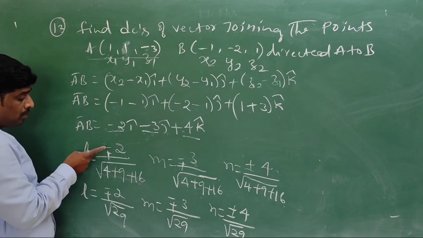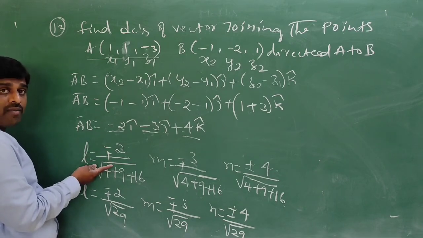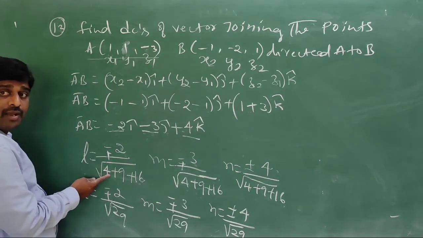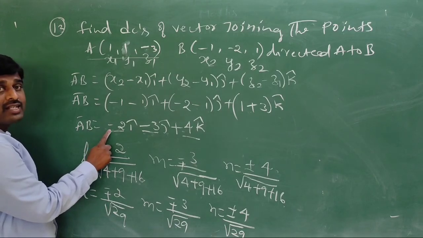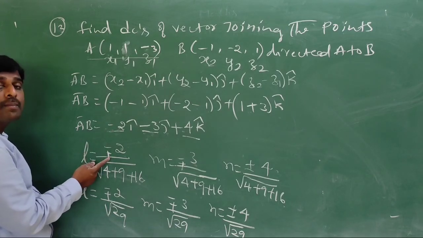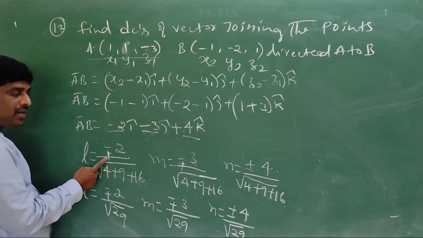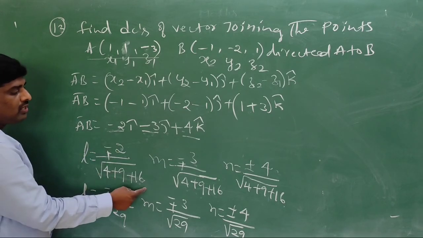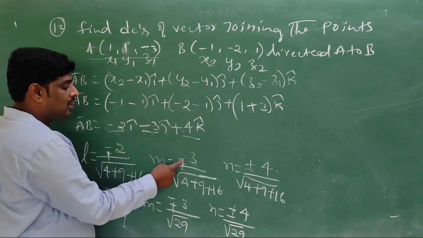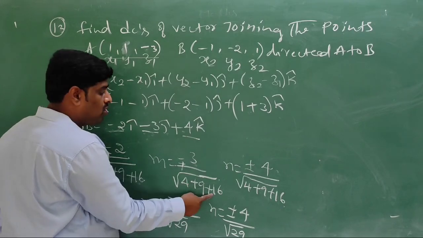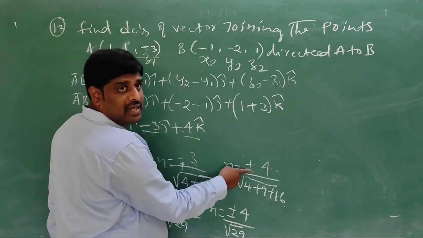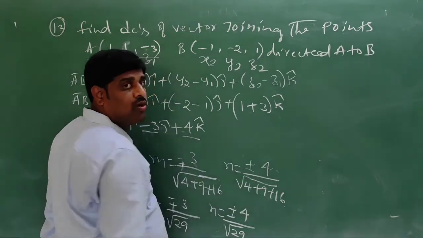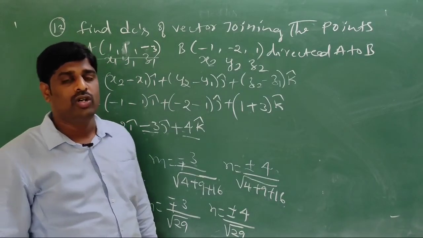l is equal to plus or minus, actually in the formula plus or minus is there, but here minus is there. That's why I have to take minus or plus 2 divided by root 29. m is equal to minus or plus 3 divided by root 29. n is equal to plus or minus 4 divided by root 29. Okay, so thank you everyone.